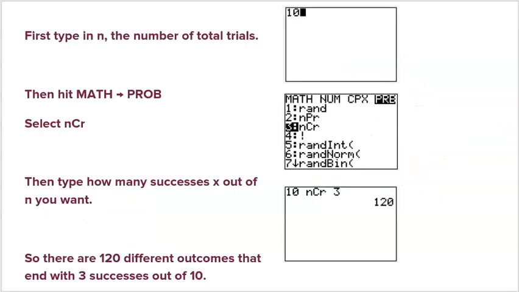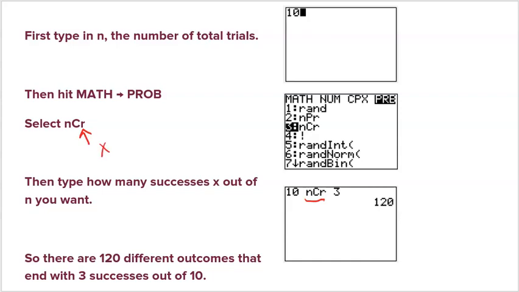First, type in the total number of trials, 10. Type that in first. Then go and hit math, then hit probability, and then you're going to select option number 3, which is the NCR. That'll bring the NCR to the screen. After the NCR, you need the X, how many successes you want, and that's when you type in 3. So you have to type in 10, then the NCR, then 3. Now, it says NCR, but really we call that nCx, the number of successes.